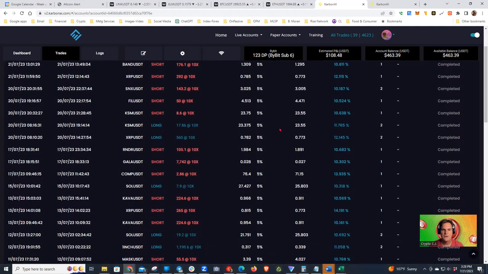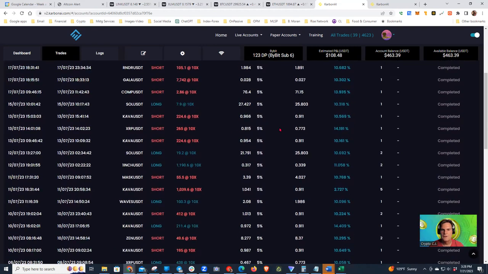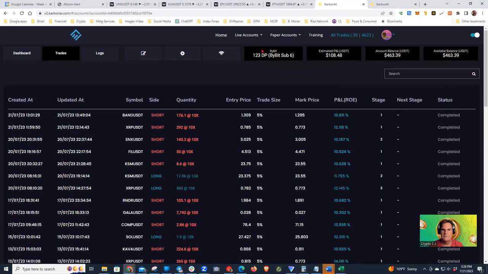I'm just showing you the results because I don't keep a spreadsheet anymore like I used to. I just go ahead and look at these results and then keep notes. And as you can see, these are all based on that RSI strategy. So any questions on this?